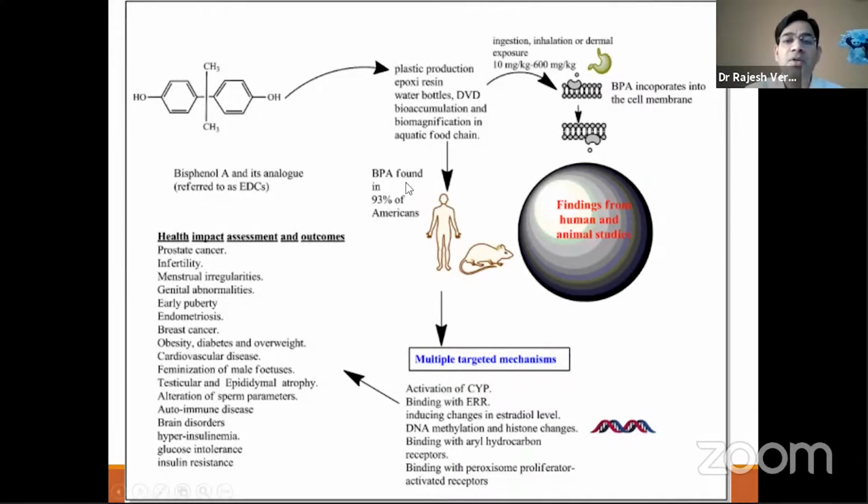BPA is found in 93% of Americans, and we are commonly exposed from plastic products, epoxy resins and DVT. It has bioaccumulation in the aquatic food chain, and exposure is through ingestion, inhalation, and dermal exposure. BPA incorporates into the cell membrane, and there are multiple targeted mechanisms like activation of cytochrome P, binding with estrogen receptor, DNA methylation, and histone changes via epigenetics, with various health impacts ranging from prostate cancer and infertility to pubertal delay, cancer, and diabetes.